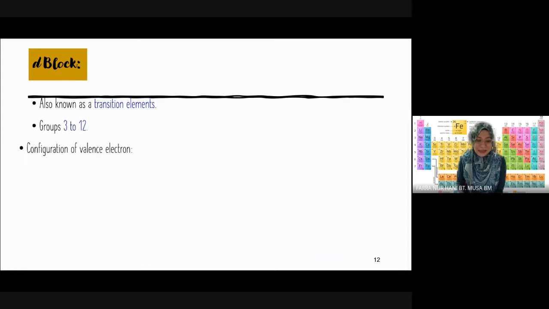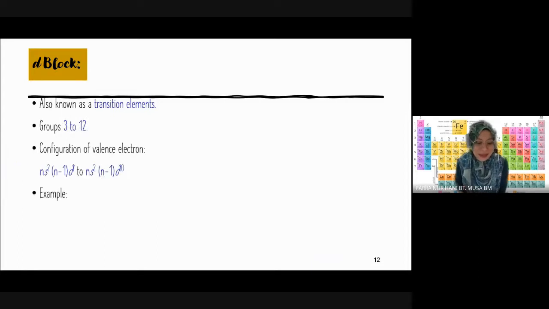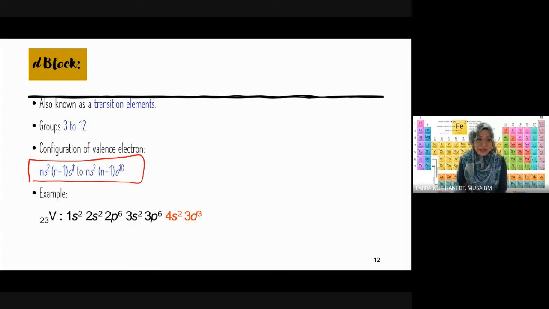Let me continue first, I wanted to ask. Okay, D block is also known as transition elements. It is from group 3 to 12, the ones in the middle. Okay, and the valence electron configuration is a combination of D and S orbitals. You can see here, this is the general equation. Okay, alright. For example, we have vanadium 23 here. Okay. So the electronic configuration is 1s2, 2s2, 2p6, 3s2, 3p6, then 4s2, then 3d3. This is how to fill in.